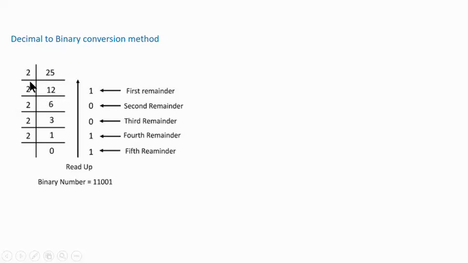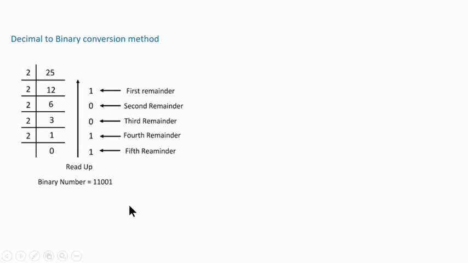So keep dividing by 2 and put the remainder, right? And all the way to the last remainder, and you read up, right? So the conversion of the decimal number 25 to binary is like this. After putting all these remainders, you read up. So 25 is equivalent to 11001, right? And the computer can understand this as 25.